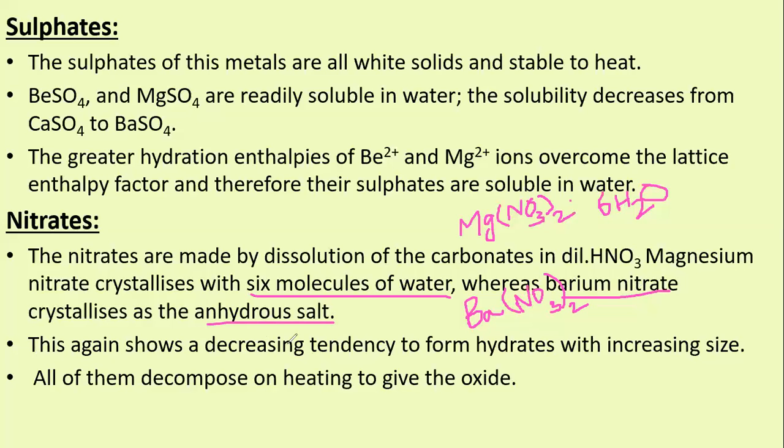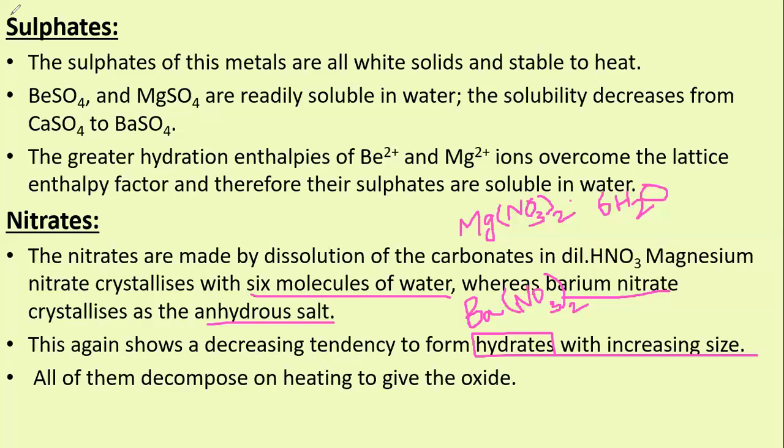Okay. This again shows a decreasing tendency to form hydrates with increasing size. So when the size of the element increases, they will show a decreasing tendency to form the hydrate. The hydrate simply means they will have the presence of water molecules in their compound, right? And again, all of them decompose on heating to give the oxide. So for example, if you take a nitrate compound, on heating, it will get converted from one form to another form. This nitrate will get converted to form oxide.